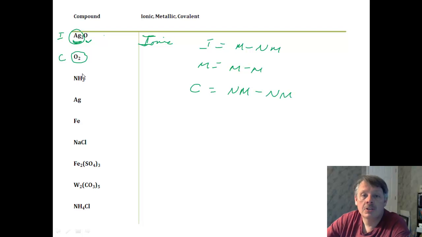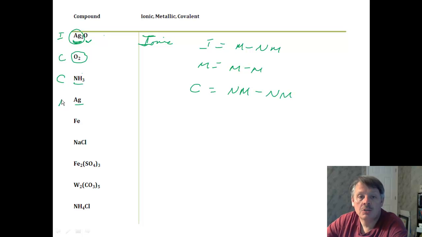Right. Let's look at NH3. This happens to be ammonia. Nitrogen's a non-metal, hydrogen's a non-metal, so that's covalent. Ag is just silver, so that's going to be metallic. And iron is just silver, so that should be metallic. And sodium chloride, sodium is a metal and chlorine's a non-metal, so that should be ionic.